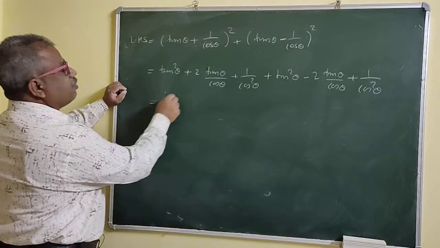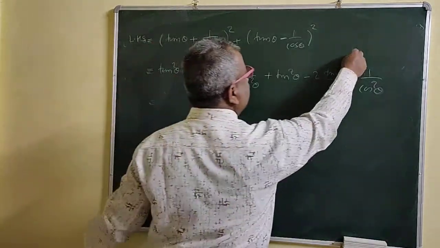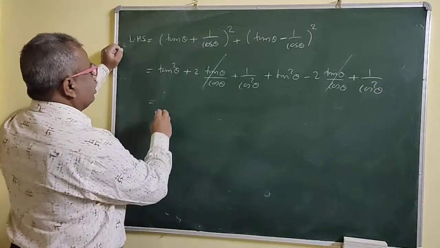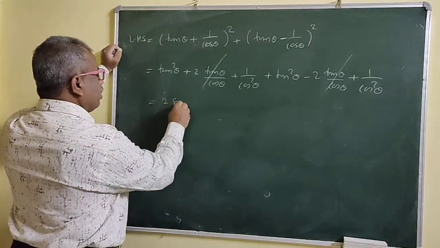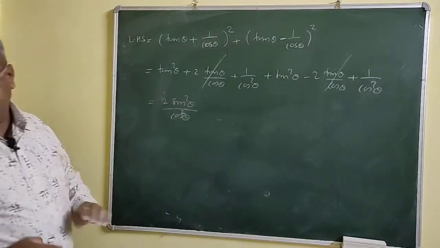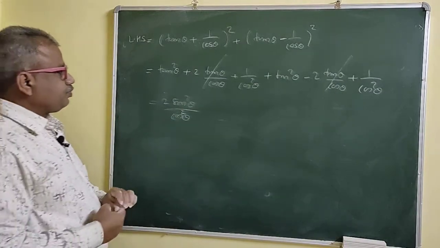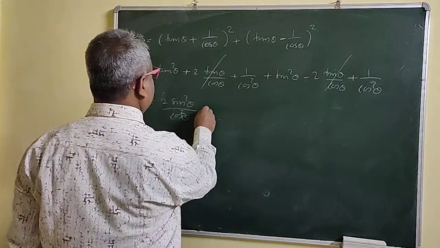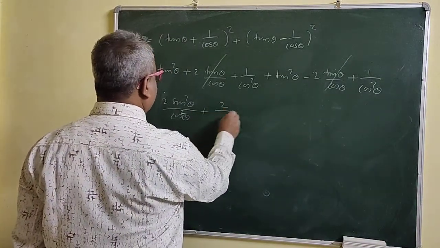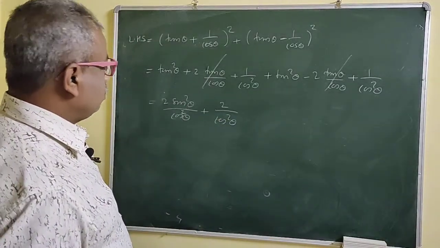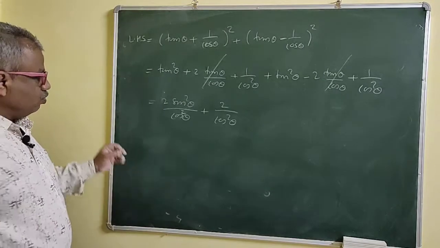So now see, the middle term gets cancelled. This middle term gets cancelled. So 2 tan square theta is there, right? So 2 sin square theta upon cos square theta, right? Tan square means sin square upon cos square, and so plus 2 upon cos square theta, 2 upon cos square theta, right? See, we get the solution.